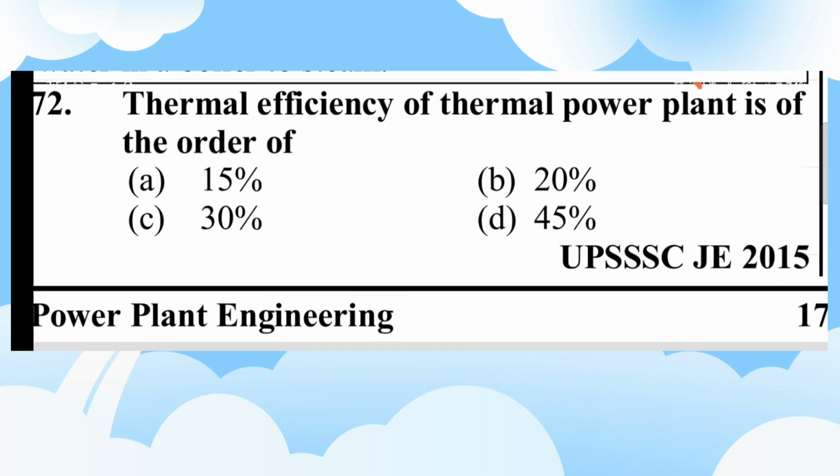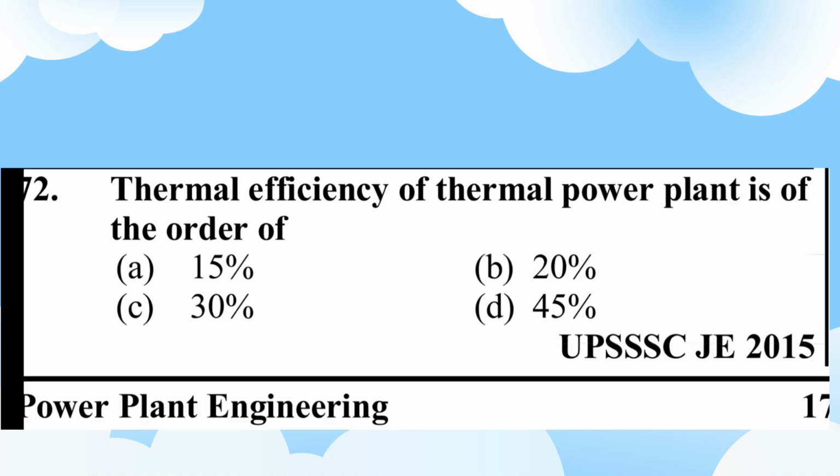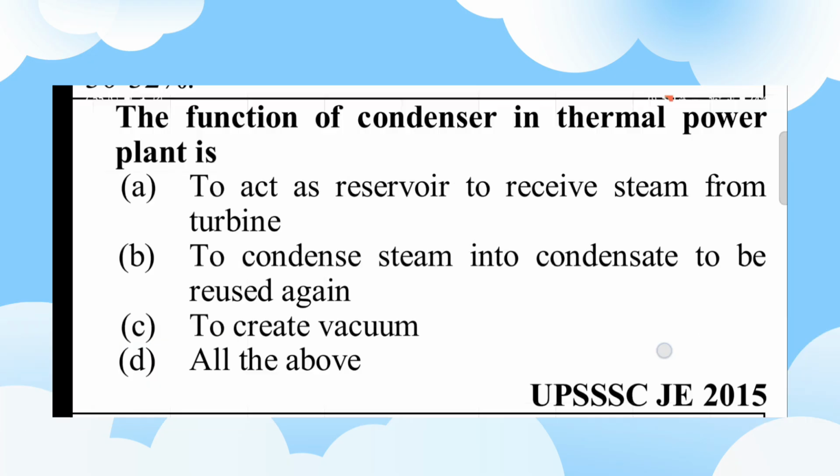Question number 72. Thermal efficiency of thermal power plant is of the order of A. 15%, B. 20%, C. 30%, D. 45%. Generally, we take that 35 to 42% maximum. But we can take that 30%. 45 is more. 20 is more less.